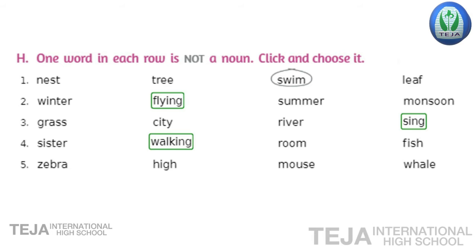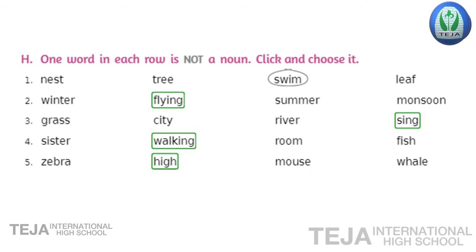Zebra, high, mouse, whale. Here, zebra is the name of the animal. Mouse is also the name of an animal. And even whale is also a name of an animal. So, zebra, mouse, whale are the names of animals. Whereas, high indicates the height of something, that may be a thing or anything. So, high is not a noun.